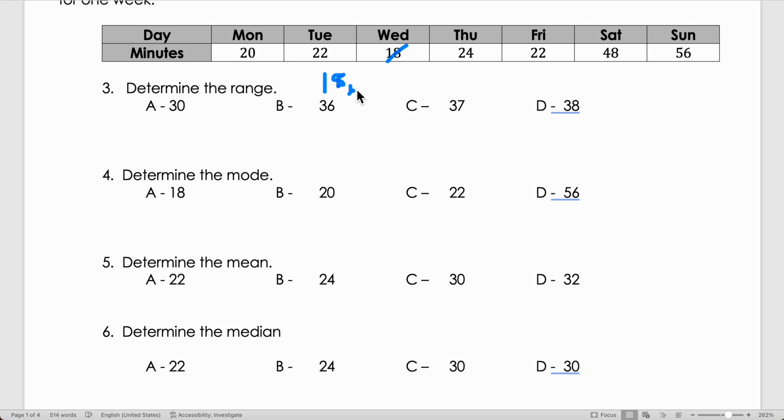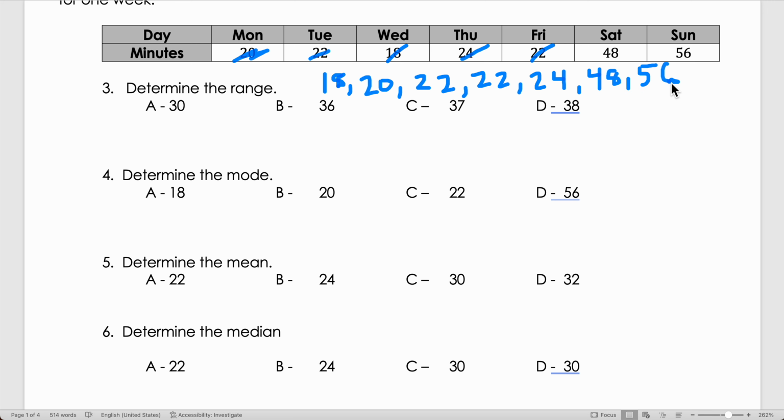18, looks like 20 is going to be next. When students list these, I have them cross out as they go. Next is 22, and it's important to note, if there's 2 of something, just have them list it twice. So 22 happens more than once. You list it out as many times as it appears. Then 24, 48, and then we end with 56.